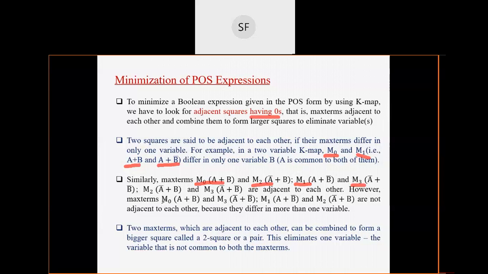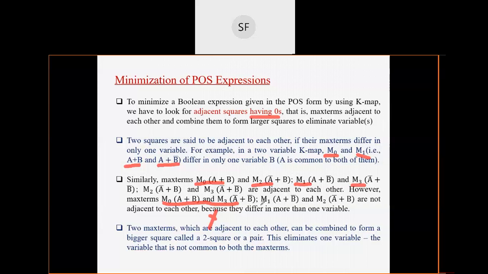However, what about M0 and M3? If you observe M0 and M3, you can see that A becomes A bar here and B also becomes B bar. That means both the variables are changing. So M0 and M3 are not adjacent cells. Why? Because in adjacent cells only one variable should vary. Always remember, if more than one variable varies, those will not be adjacent cells, and if they are not adjacent cells, you cannot combine them. You cannot combine these two cells.